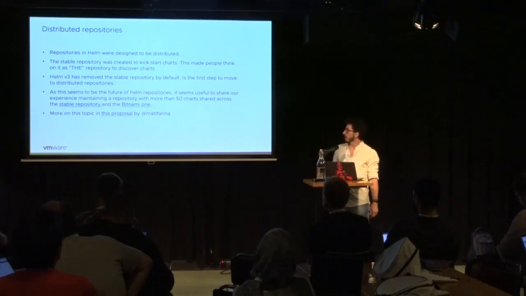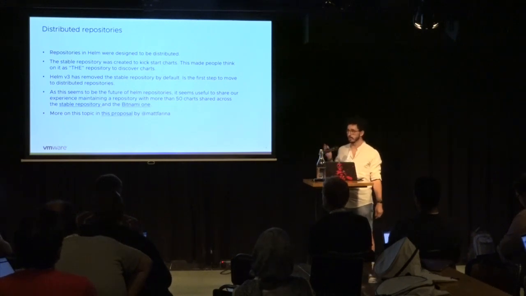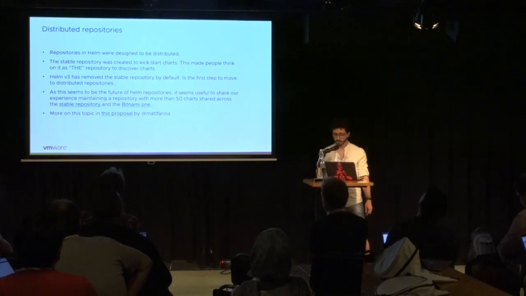At Bitnami, we have more than 50 charts. More or less half of them are in the stable repository, and the other half are in our own Bitnami repository, that is GitHub Bitnami charts. So we wanted to share how we maintain this catalog of applications, because maintaining 50 charts up to date is not easy.